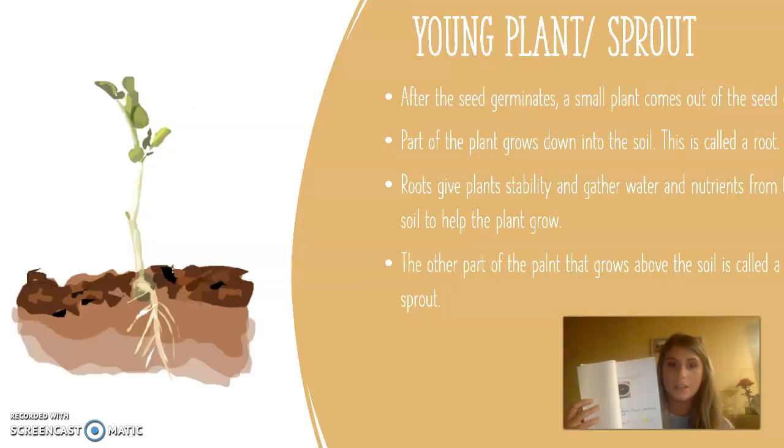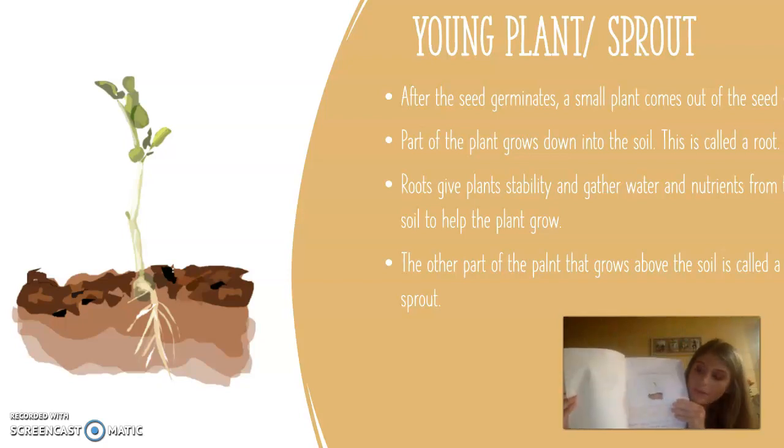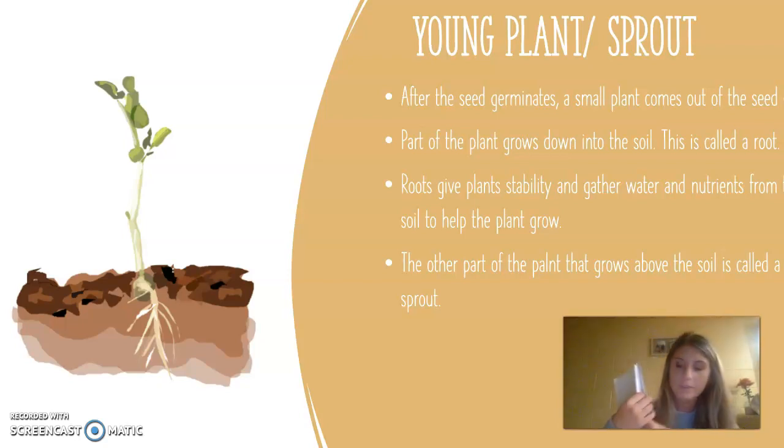And then next we would talk about a young plant or a sprout. Talk about after this how the seed germinates. A plant comes out of the seed coat, the plants grow down into the soil, and that's called a root. And we talk about what a root is and what they do and how important they are. And then the other plant that grows above the soil is a sprout. And during that page, they would be on the page about the young plant and sprout, and they could write and summarize their information there.